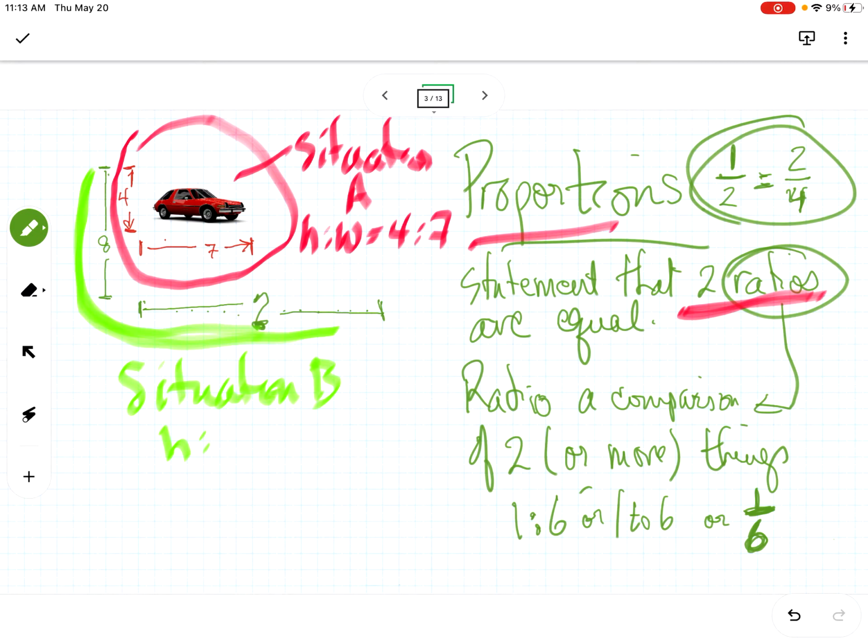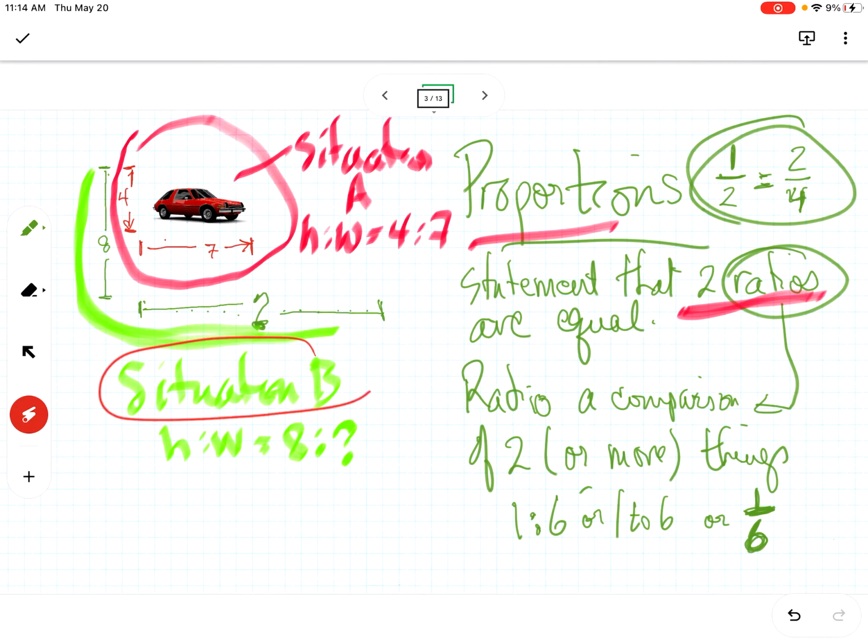In situation B, we're also comparing height to width, but we have a different situation. Situation B is comparing a height of 8 compared to, we don't know, and we want to find out how much is the width in situation B.